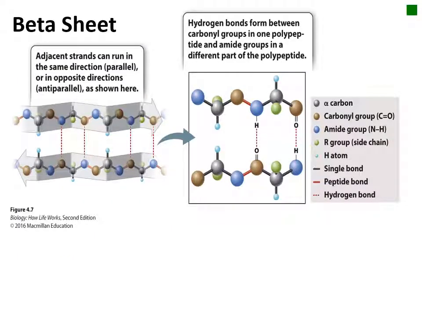The second type of secondary structure is the beta sheet, which occurs when the polypeptide folds back and forth on itself, forming a pleated sheet that is stabilized by hydrogen bonds between carboxyl groups in one chain and amino groups in the other chain. The folded chains can be parallel, running in the same direction, or anti-parallel, as depicted by the arrows running in opposite directions in this figure.